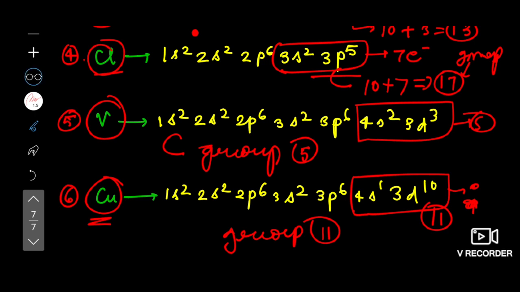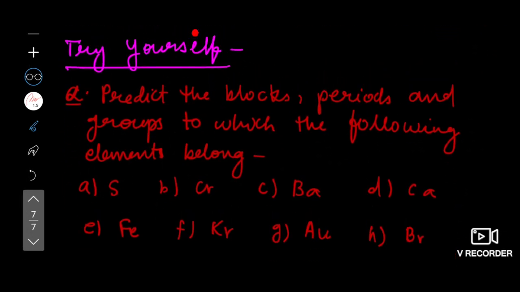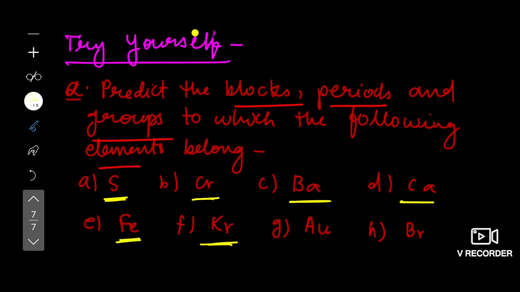Simply. So today's video was about how to predict the period, block and group of an element, and we have discussed it in detail. Now try yourself. The question is to predict the block, period and group to which the following elements belong. First one is sulfur, second chromium, third barium, fourth calcium, then iron, krypton, gold and bromine.